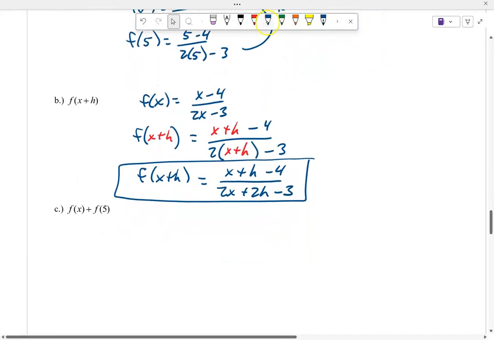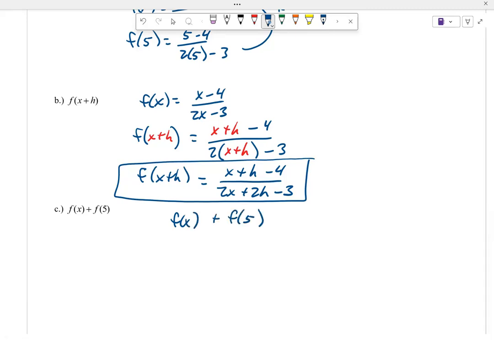And then finally down below here we've got f of x plus f of 5. Well, our f of x was x minus 4 over 2x minus 3. Our f of 5 we got in the first part. I think that was 1/7. Remember, right? So we've got x minus 4 over 2x minus 3 plus the 1/7. Ideally, we do get a common denominator here, so we can combine these. So I'm going to give this a 2x minus 3, 2x minus 3. Both of them now have a 2x minus 3. This one over here, though, is missing a 7.